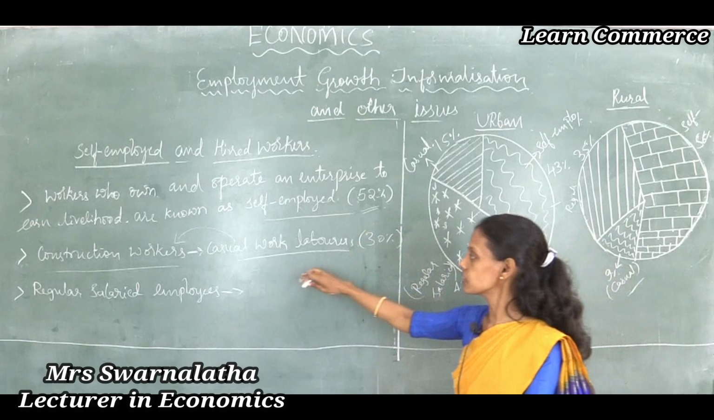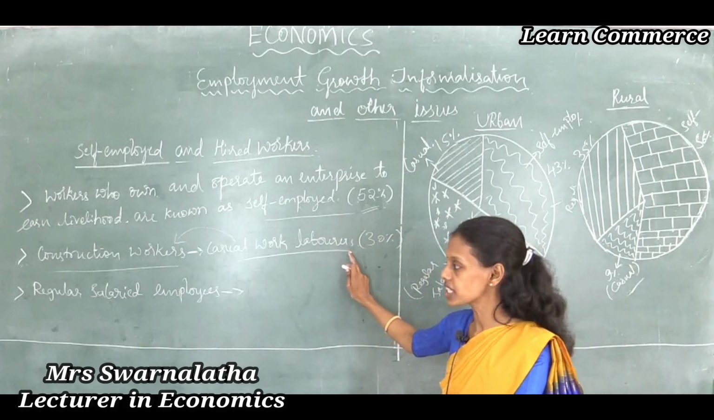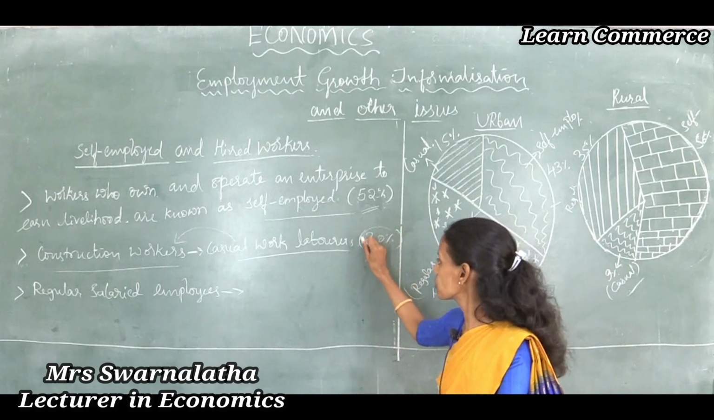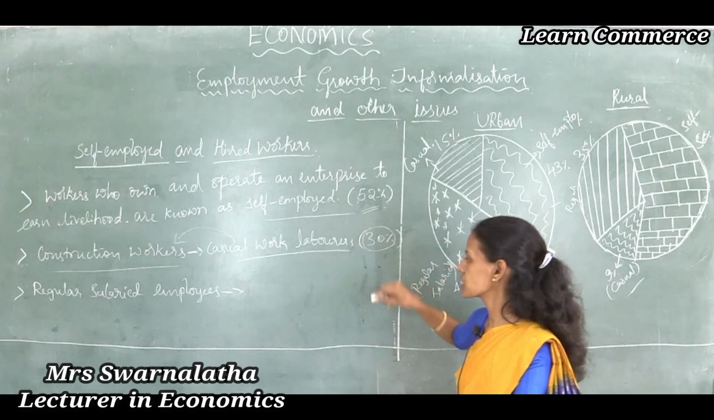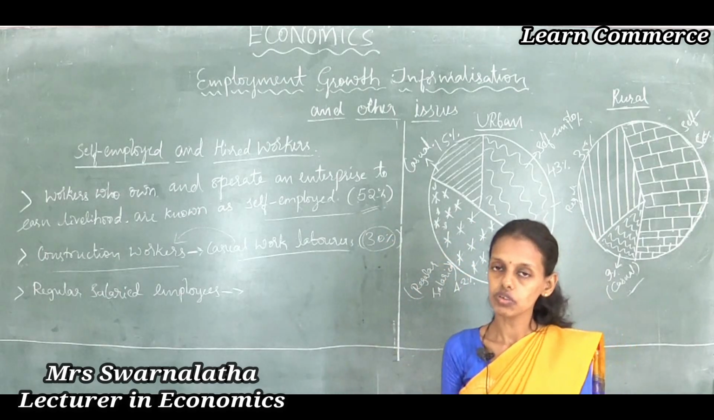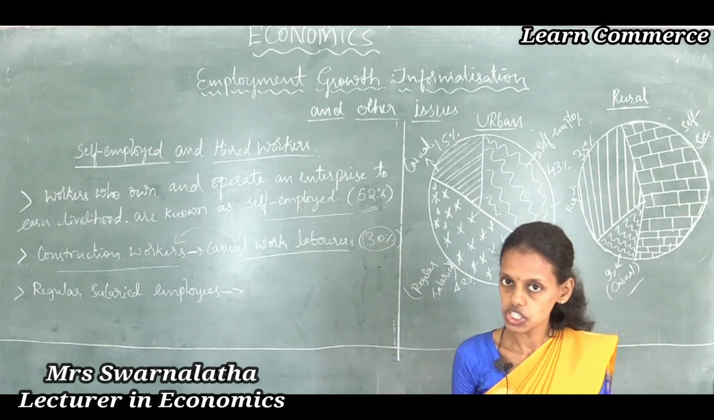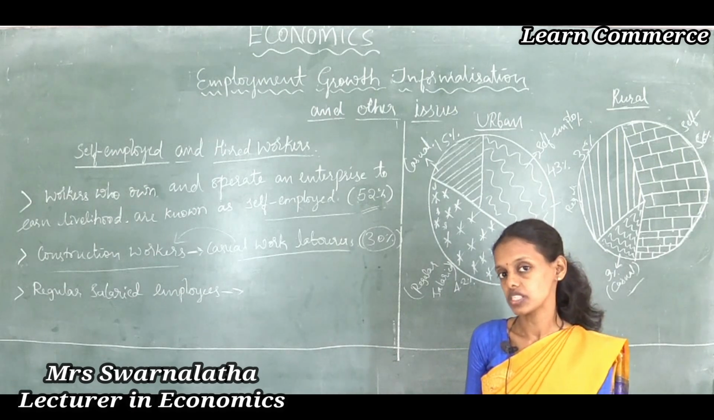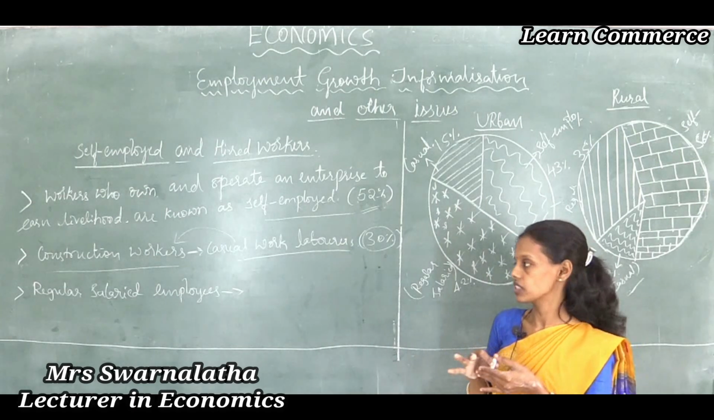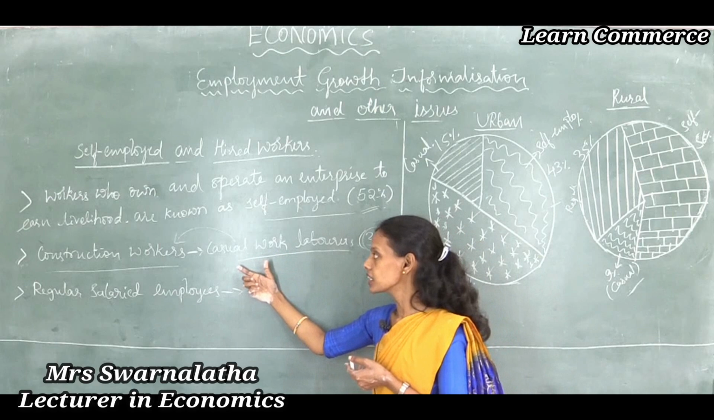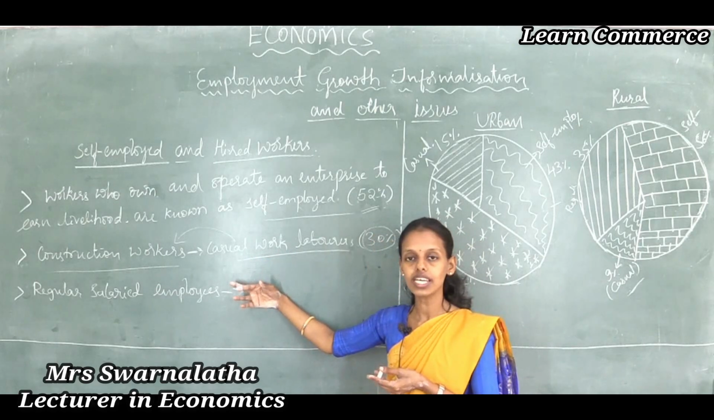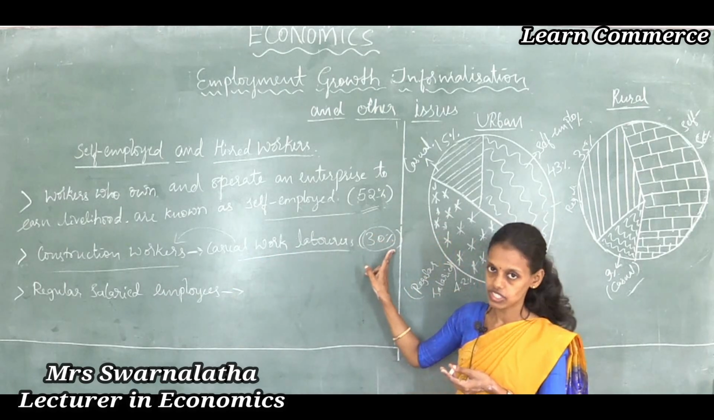Considering the casual workers or construction laborers, 30% of the people are engaged in construction activities. They get daily wages or remuneration for the construction work. Students, for those construction workers, only if there is work will they get the daily wages.